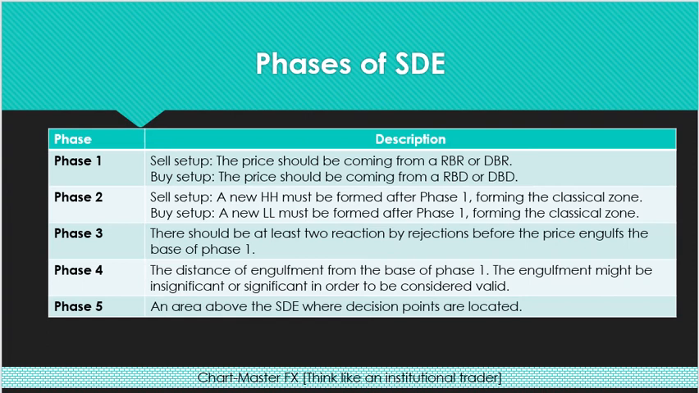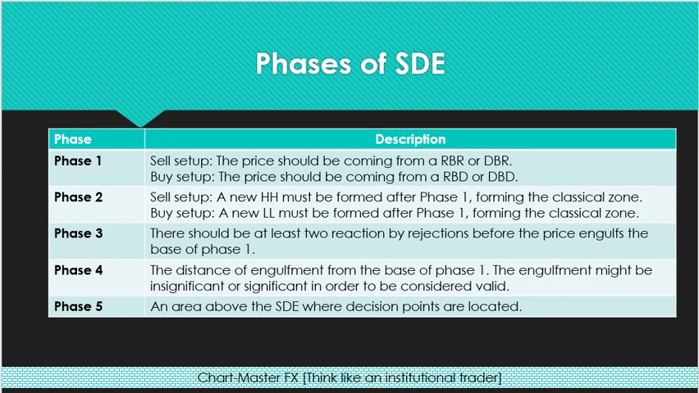Then on phase number 3, there should be at least 2 reaction by rejections before the price engulfs the base of phase number 1. So guys, on phase number 4, the engulfment of the base of phase number 1 might be insignificant or significant in order to be considered valid. Take note that even if the base is engulfed slightly with a wick, then that demand, we consider it as engulfed.